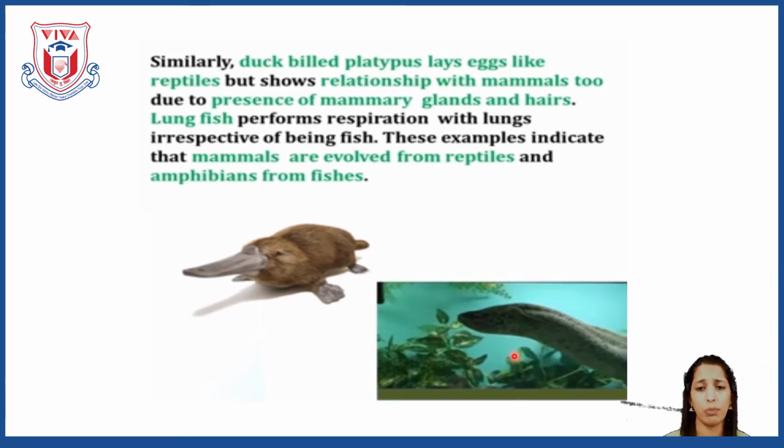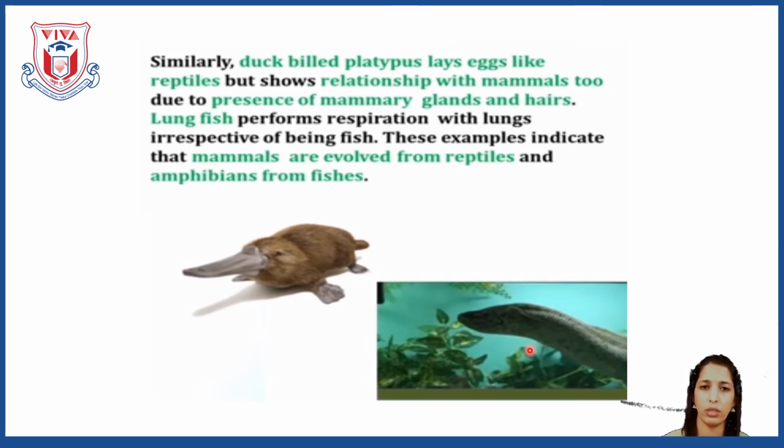The third example, lungfish. Lungfish performs respiration with lungs, in spite of being a fish. Fish normally respire through their gills, but lungfish respires through lungs, and in other characters it shows similarities with fishes. So these examples show that mammals evolved from reptiles and amphibians evolved from fishes. So this connecting link is also considered as one of the evidences of evolution.